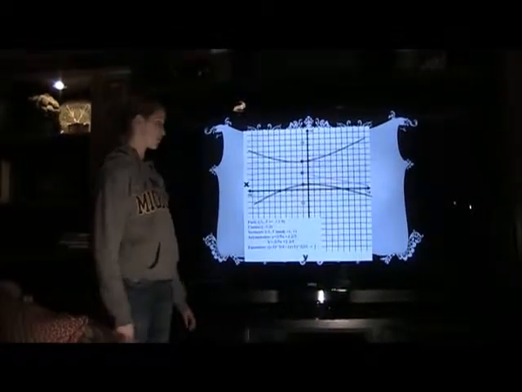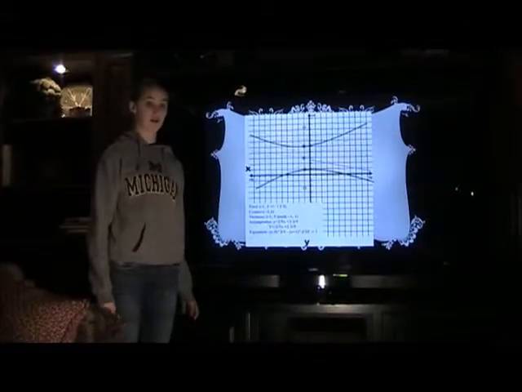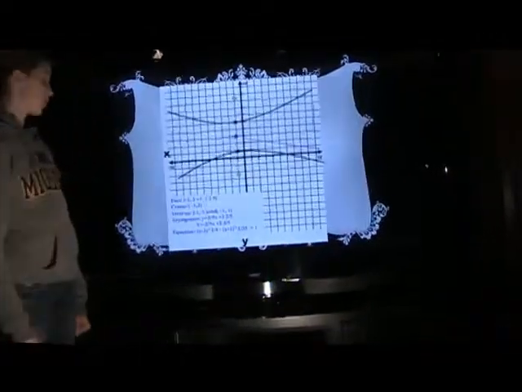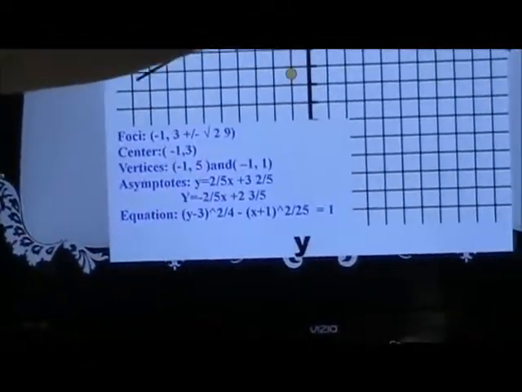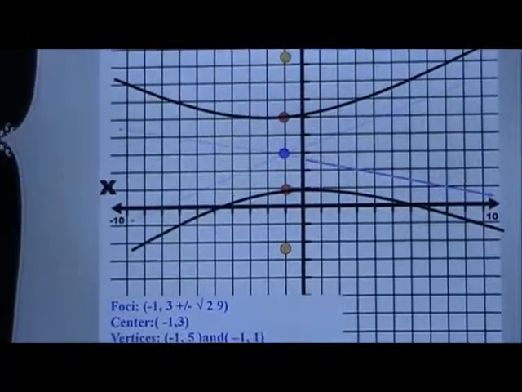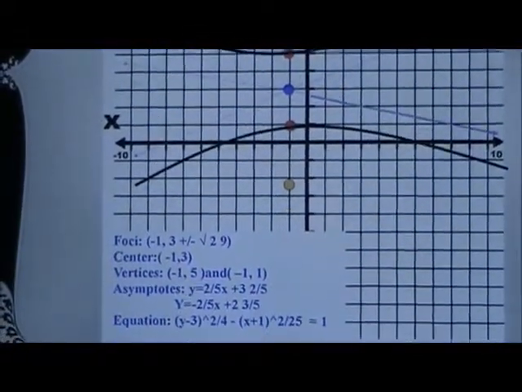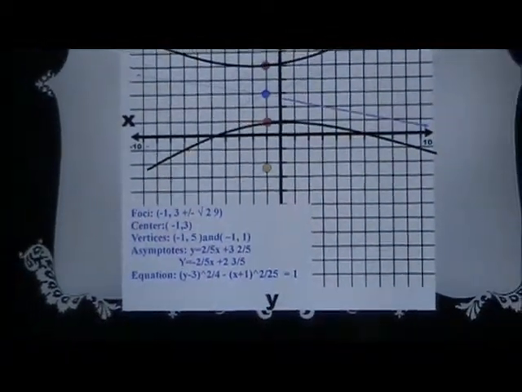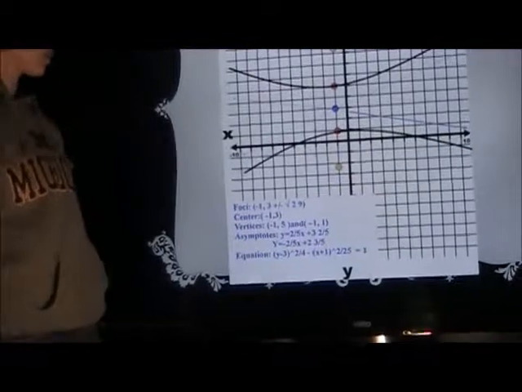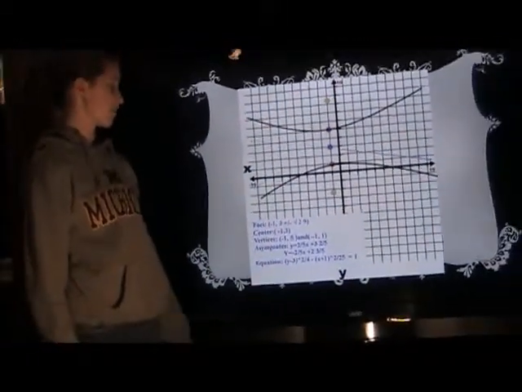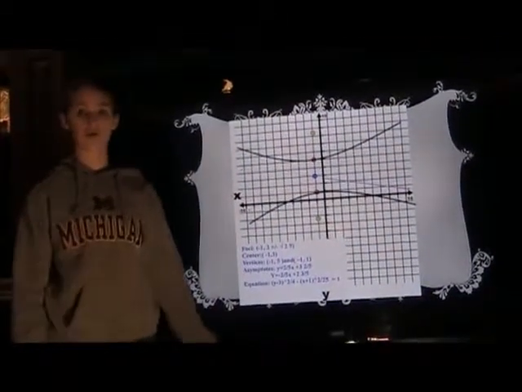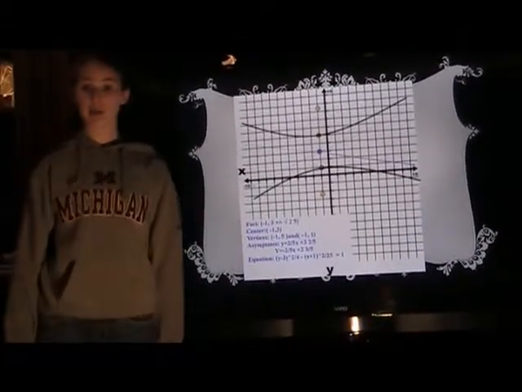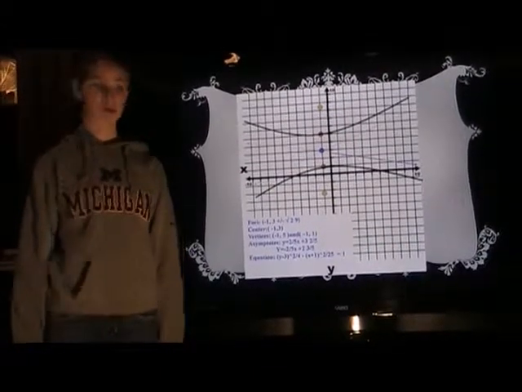The equation of this hyperbola is (y minus 3) squared over 4 minus (x plus 1) squared over 25 equals 1. We know this because the center is at (negative 1, 3). The vertices are 2 units away from the center, so that means that a is 2 and a squared is 4. We also know that the asymptotes have slope plus or minus 2/5. That means it's 2 from the square root of 4 over the square root of 25, which is 5. So b equals 5 and b squared equals 25.